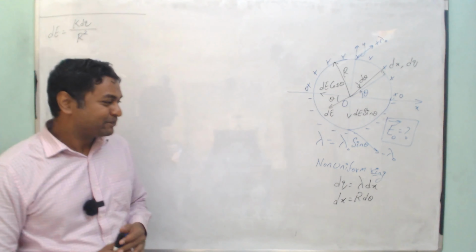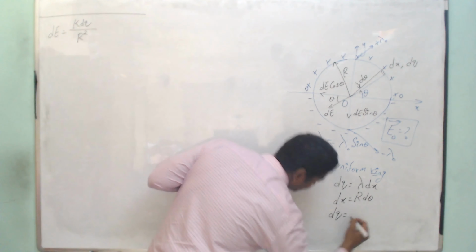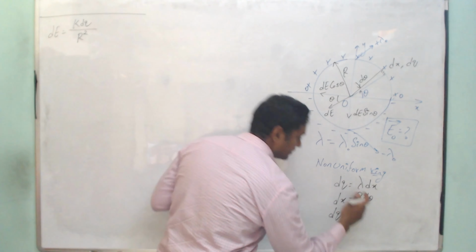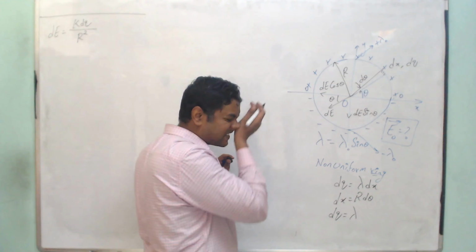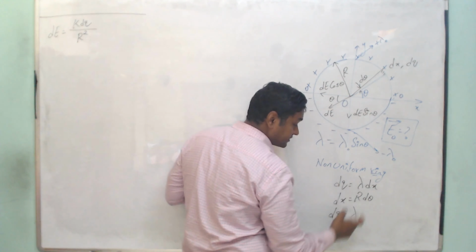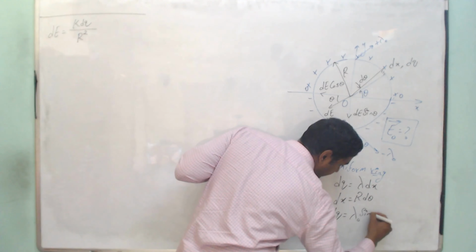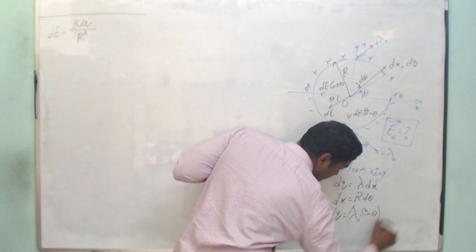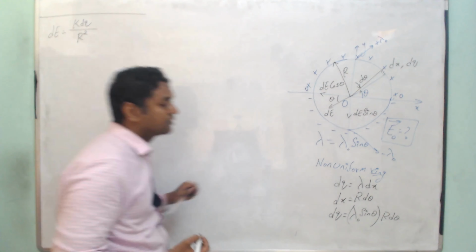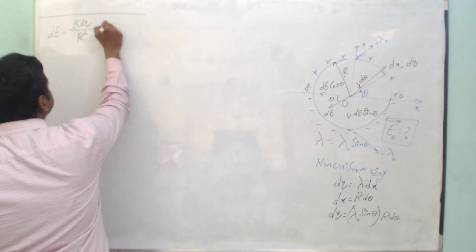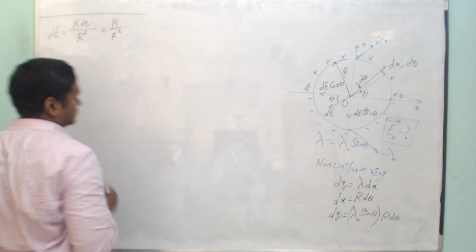Anyways, moving on. So I'll write dq as what? You already wrote lambda. Lambda into what is dx? r d theta. But what is lambda first? Lambda is lambda naught sin theta. And dx is r d theta. Okay. So here I have k by r square. This fellow is a constant.